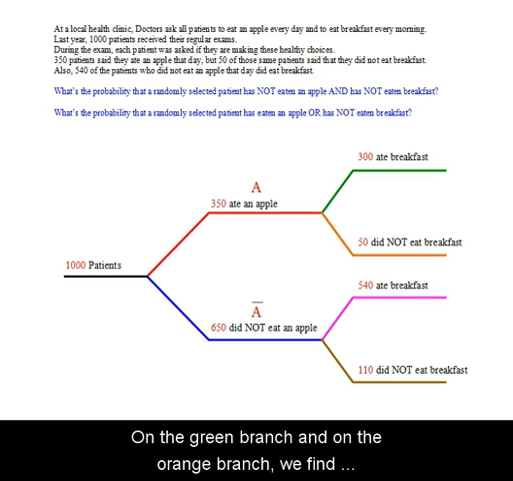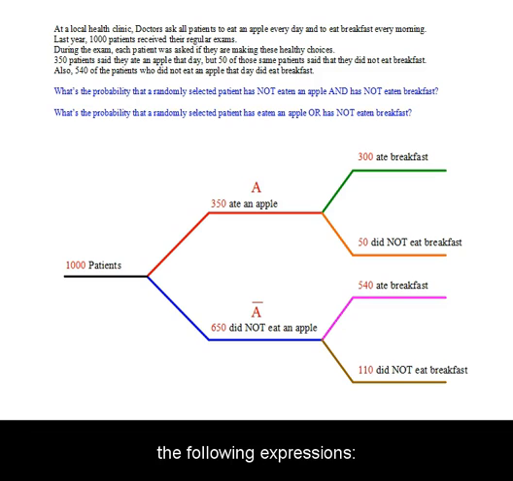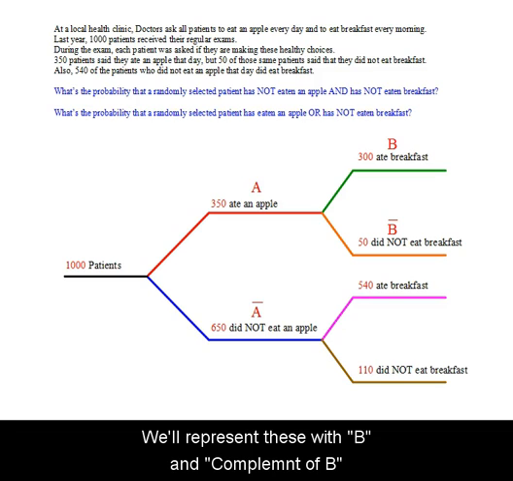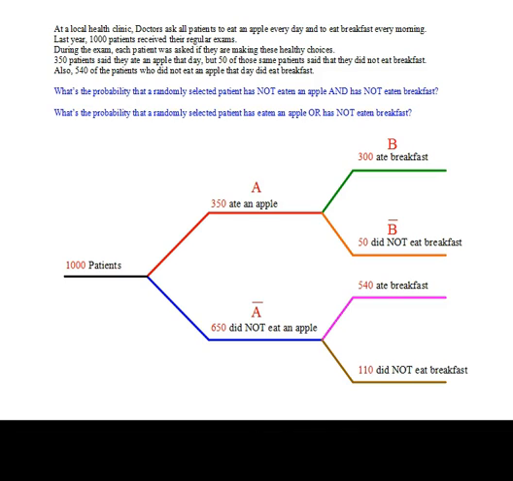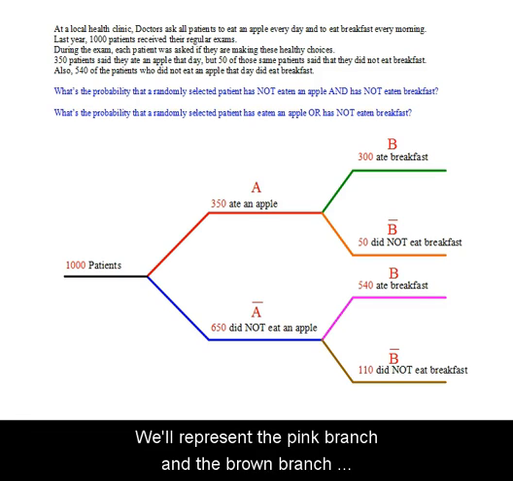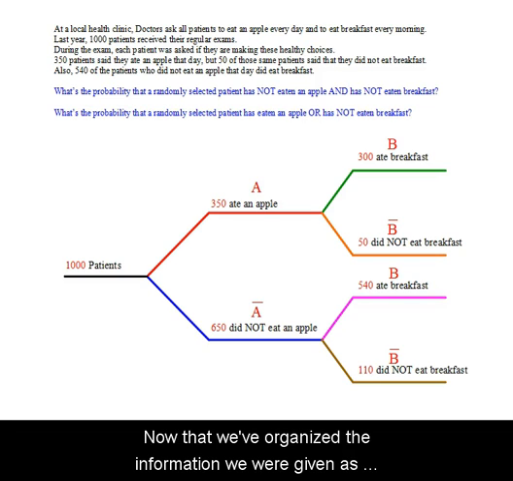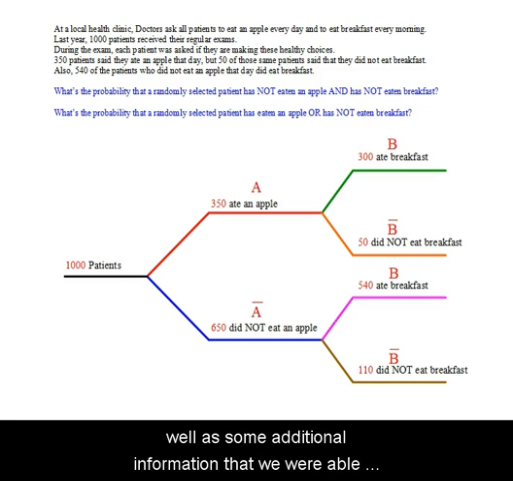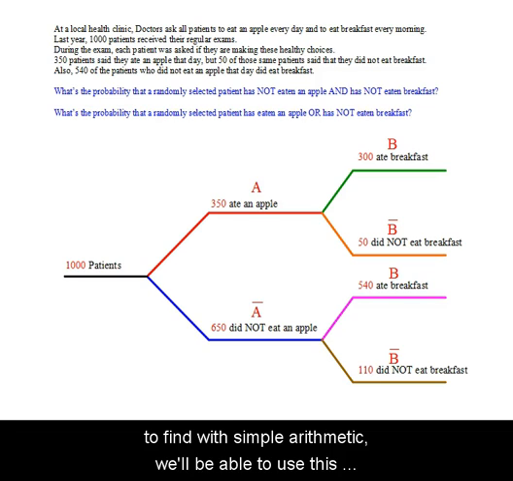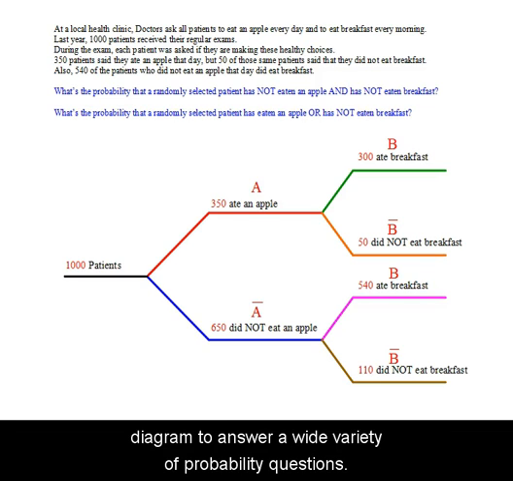On the green branch and on the orange branch, we find the following expressions: ate breakfast and did not eat breakfast. We'll represent these with B and complement of B. We'll represent the pink branch and the brown branch in the same way. Now that we've organized the information we were given, as well as some additional information that we were able to find with simple arithmetic, we'll be able to use this diagram to answer a wide variety of probability questions.